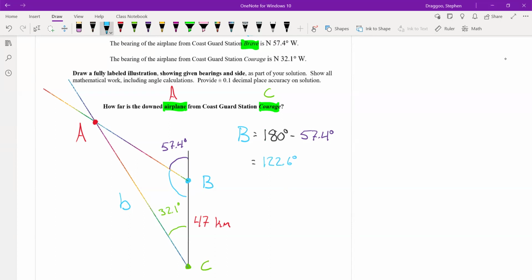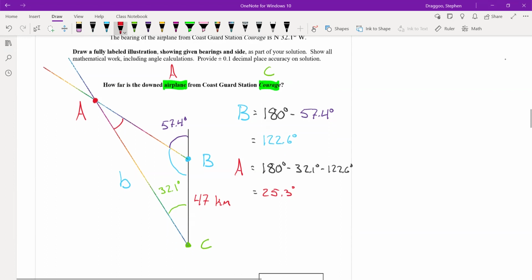And now that I have B, I can go get A, because A is going to be that angle up there. A just needs to be the difference between 180 and the other two angles. So subtract 32.1, subtract 122.6, and I get 25.3 degrees. And now that I know all three angles, specifically though I needed angle A, but now that I've got all three, I can go figure out that distance.